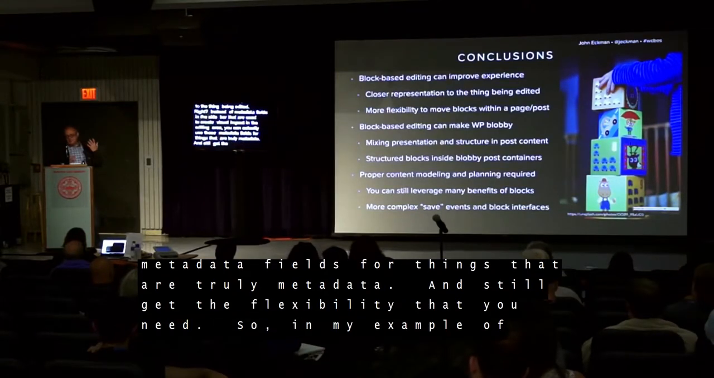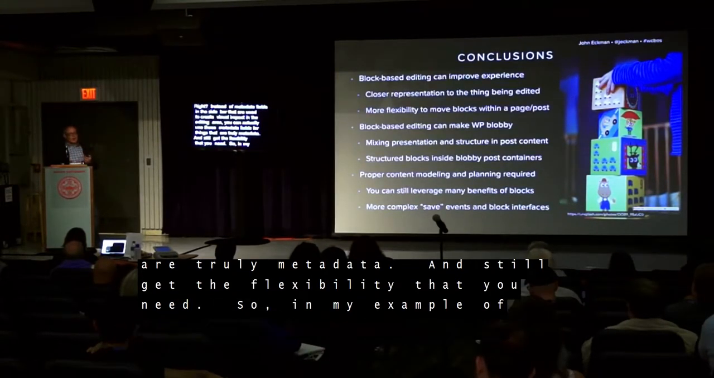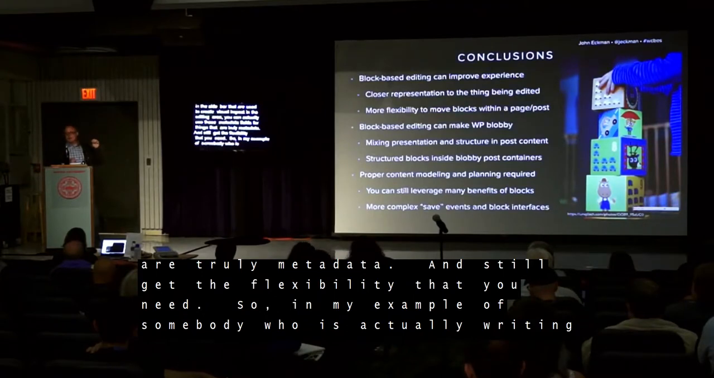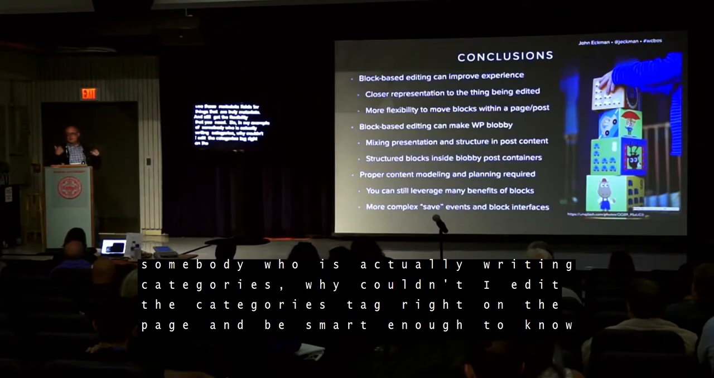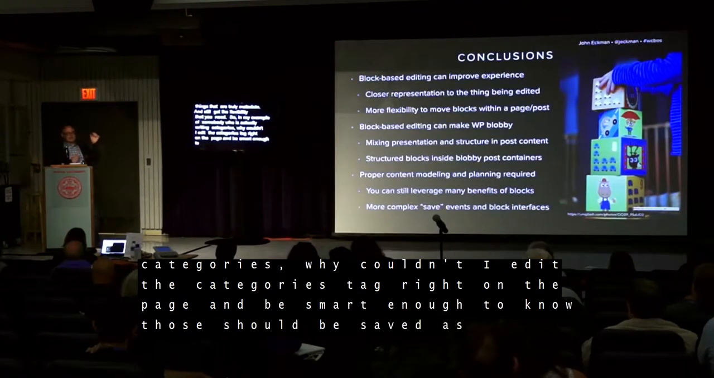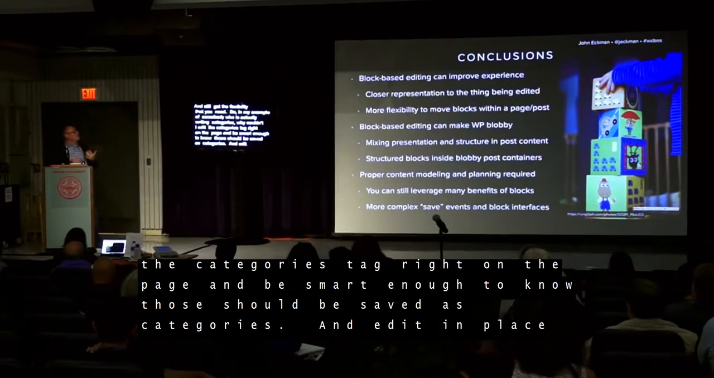So in my example of somebody who's actually writing categories, why couldn't I edit the categories tag right on the page and have the system be smart enough to know those need to be saved as categories, right? Why couldn't I be looking at a post and edit its author right in place and have the system know that what I need to do is store that as author information?